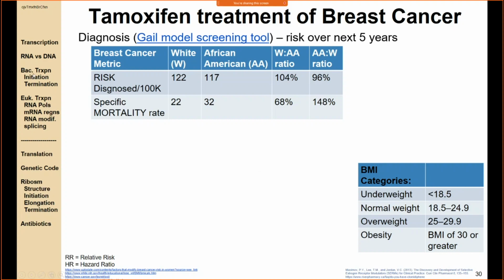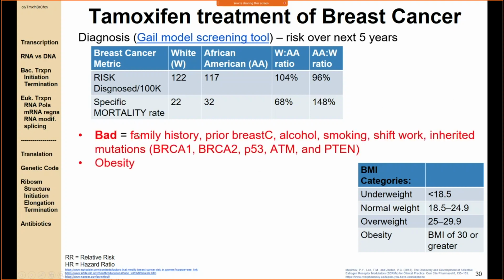Sorry, I cannot advance. Okay, so all the normal things are bad: family history of breast cancer, prior breast cancer, alcohol, smoking. In the epigenetics lecture, we'll get into shift work, which means working at night or alternating hours. And then there are these inherited mutations you've hopefully heard of: BRCA1, BRCA2, P53, ATM, PTEN.